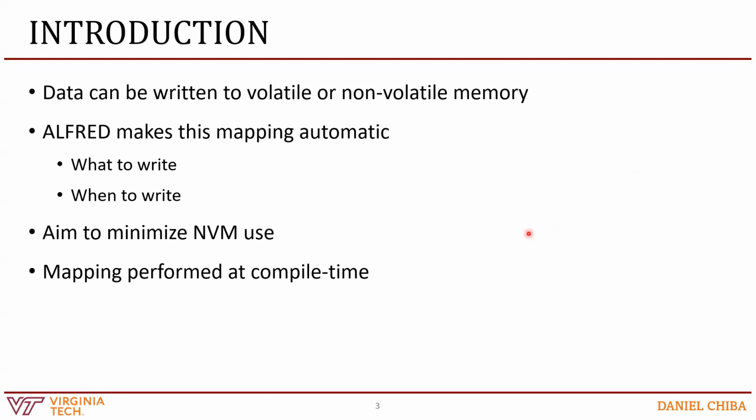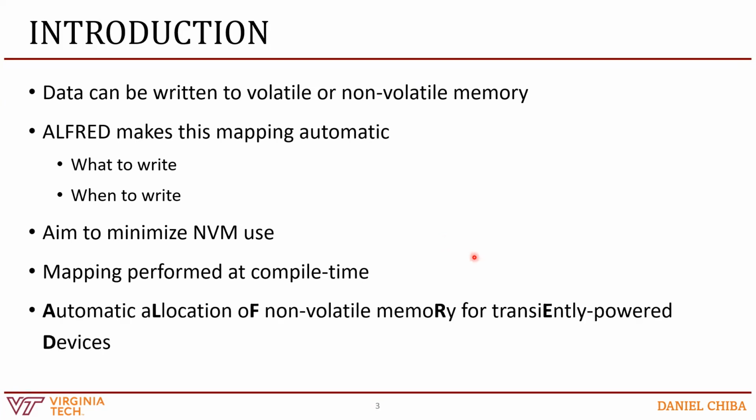So ALFRED decides this mapping. The aim is to minimize non-volatile memory use because of the higher energy required. And it makes these decisions at compile time. So you don't waste, again, time and energy at runtime to make these decisions. And as for why it was named ALFRED, it's because of this. I don't think this counts as an acronym, but this is what it stands for, I guess.